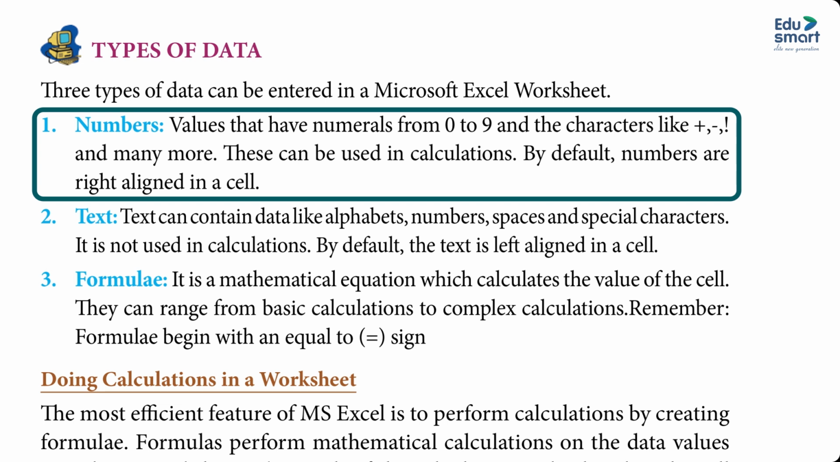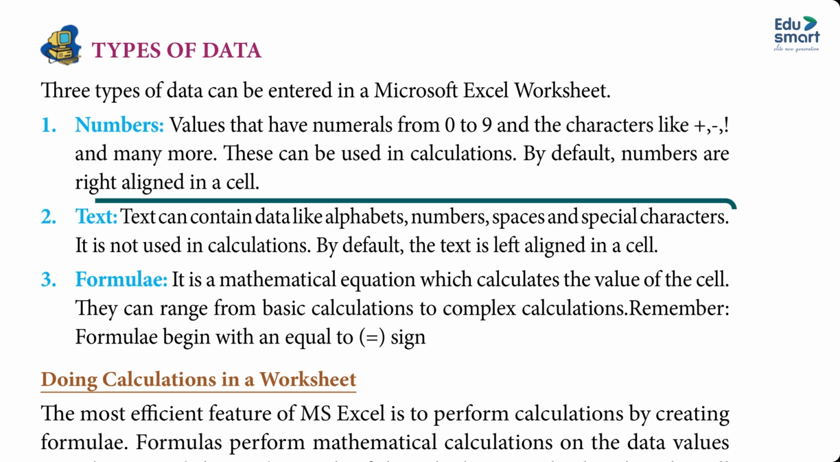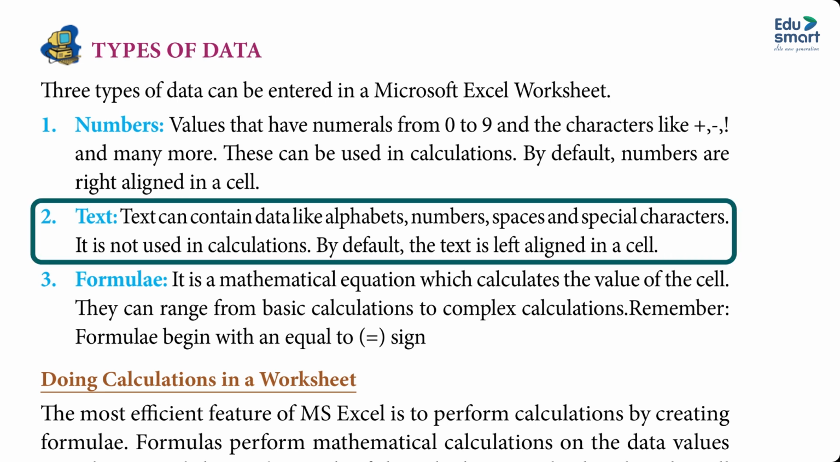These can be used in calculations. By default, numbers are right aligned in a cell. 2. Text. Text can contain data like alphabets, numbers, spaces and special characters. It is not used in calculations. By default, the text is left aligned in a cell.